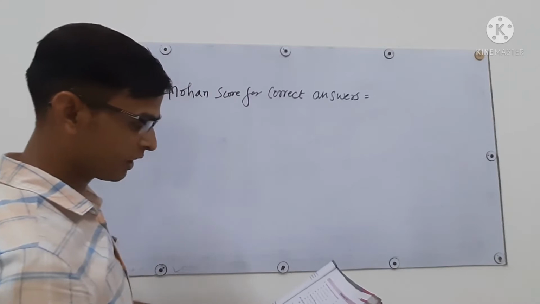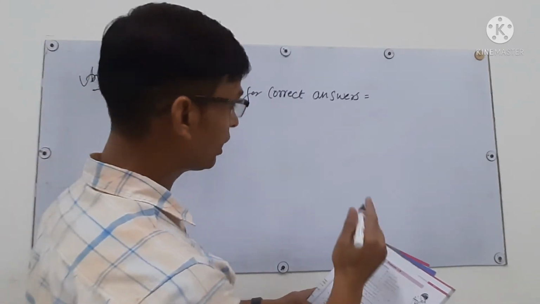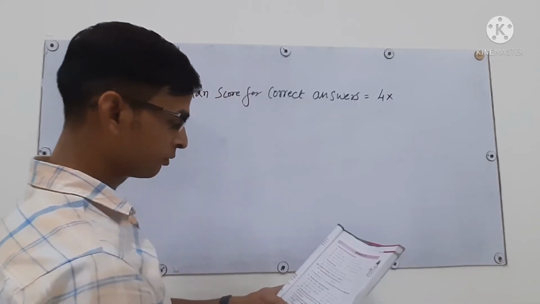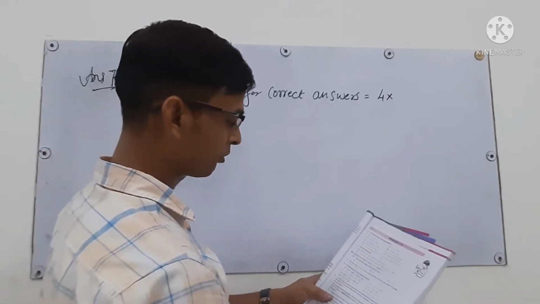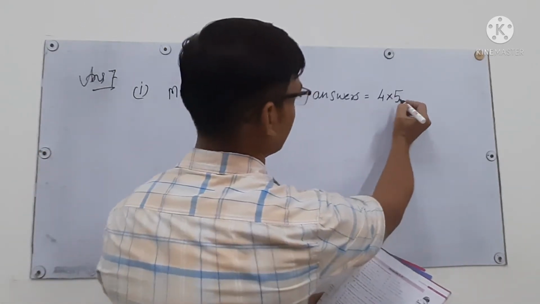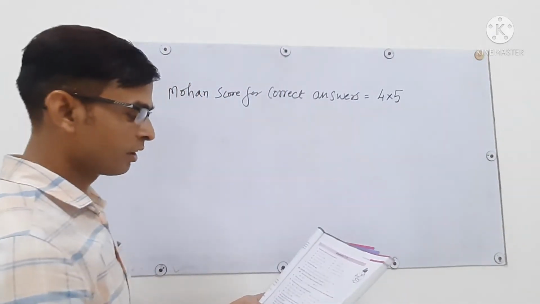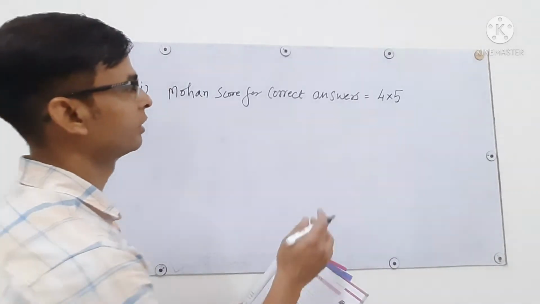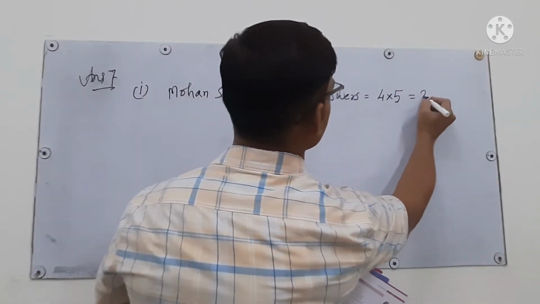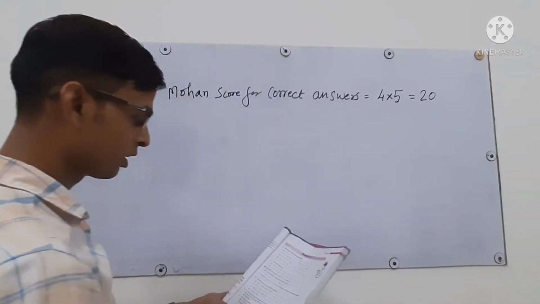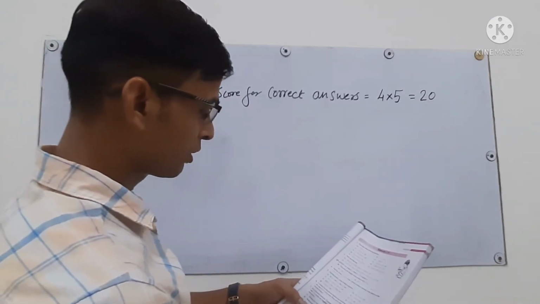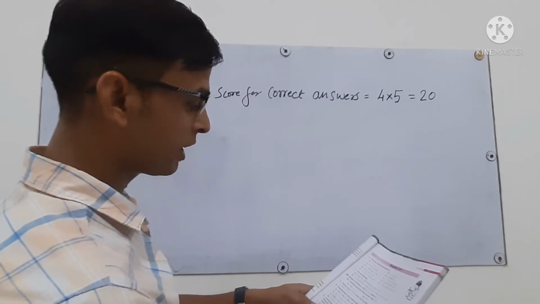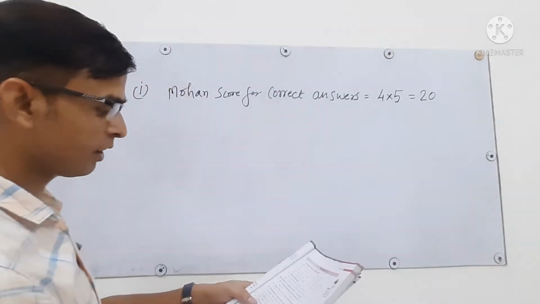Mohan's score for correct answers will be 4 cross 5. Why will it be 5? Because for each correct answer 5 marks are awarded, so it will be 20. Now Mohan has not given only correct answers, but he has also given incorrect answers.